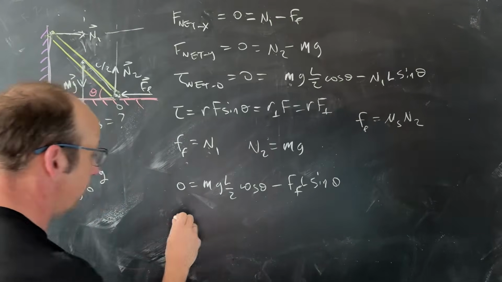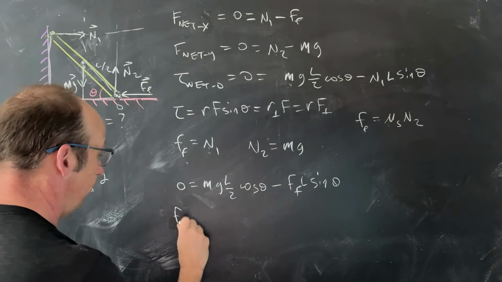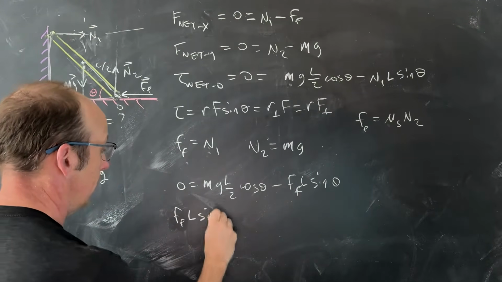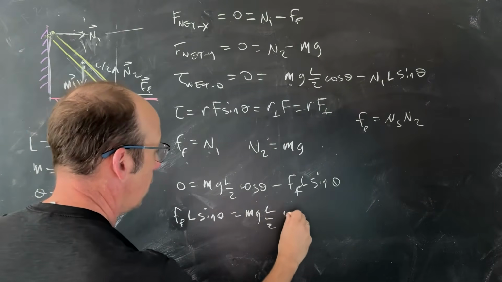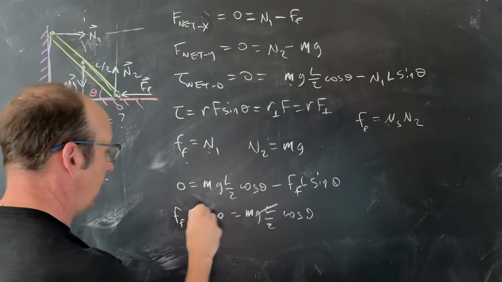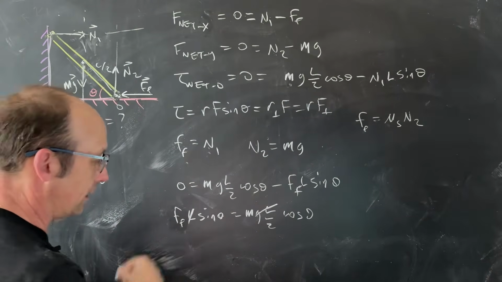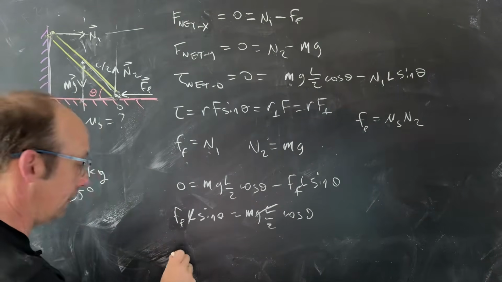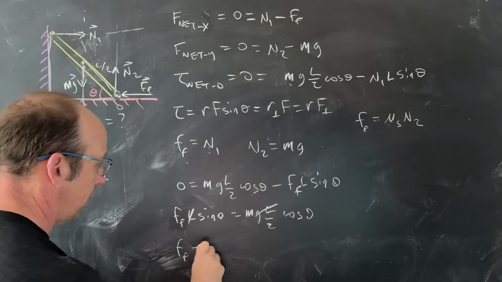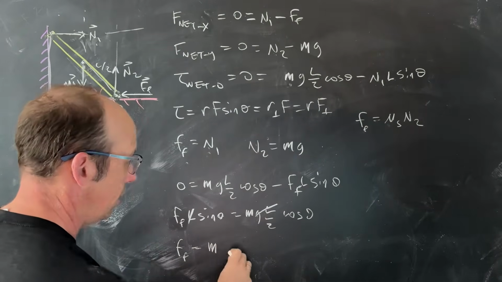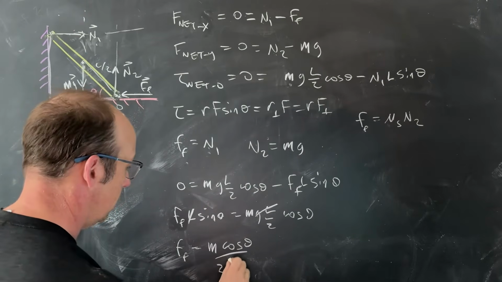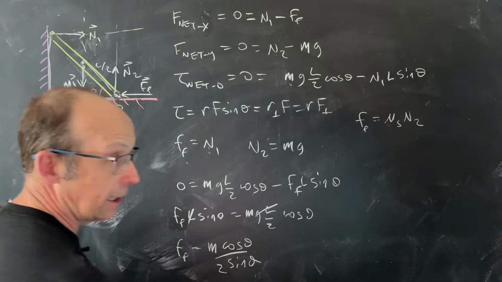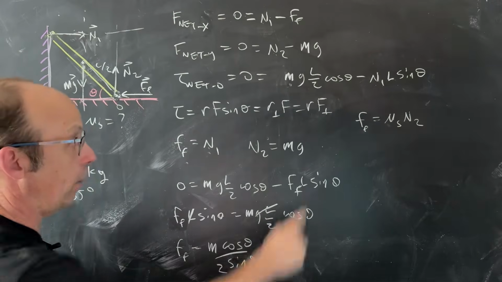So let's just add this to the other side. I get frictional force, L sine theta is mg L over 2 cosine theta. Check that out. The L's cancel. The sines don't. Divide both sides by sine. F friction is going to be mg cosine theta over 2 sine theta.